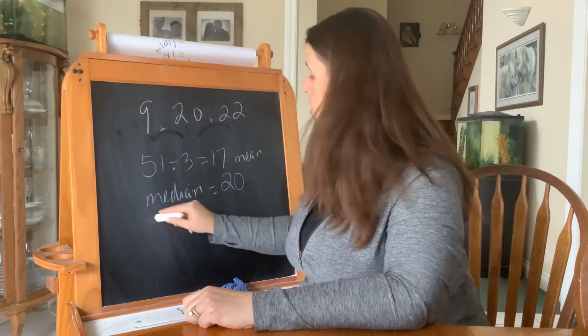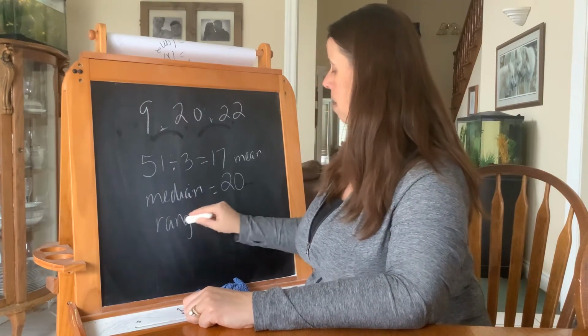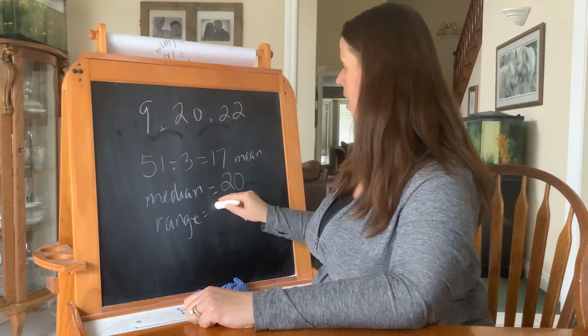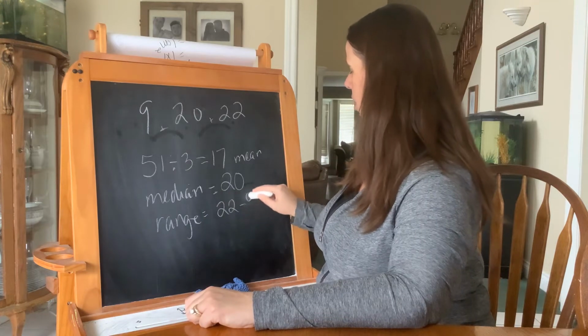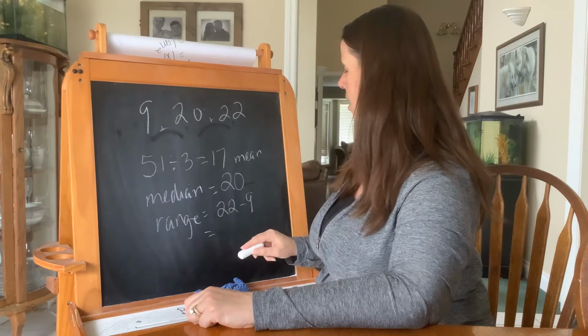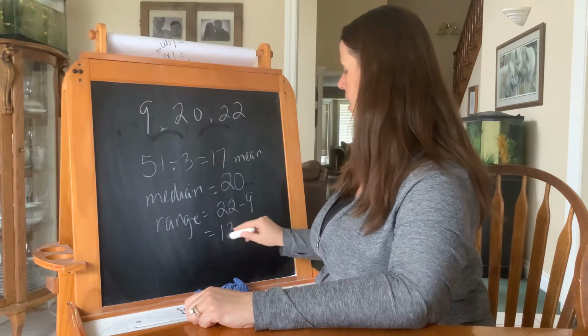The range, remember, is the difference between the highest and the lowest. 22 minus 9 is 13.